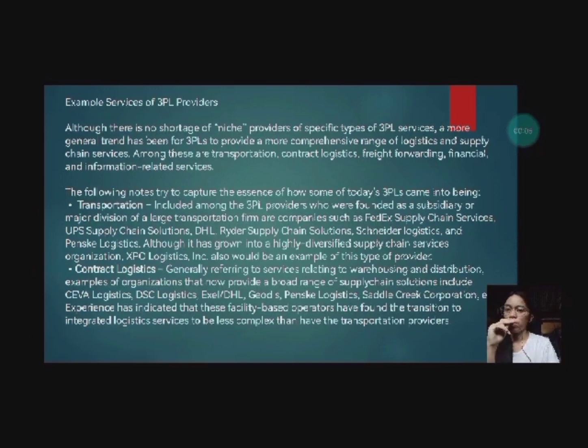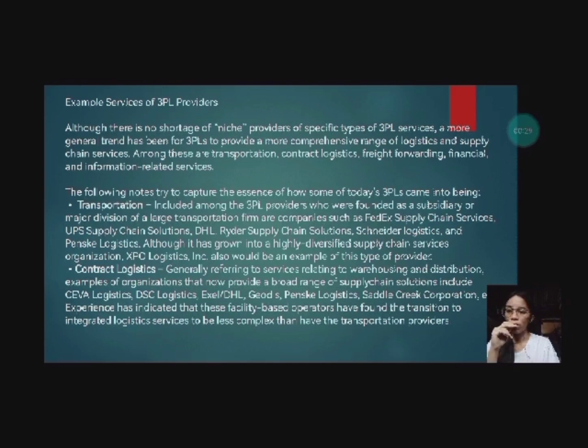Example of services of 3PL providers. Although there is no shortage of niche providers of specific types of 3PL services, a more general trend has been for 3PLs to provide a comprehensive range of logistics and supply chain services. Among these are transportation, contract logistics, freight forwarding, financial, and information-related services.